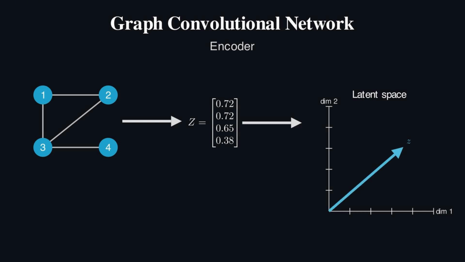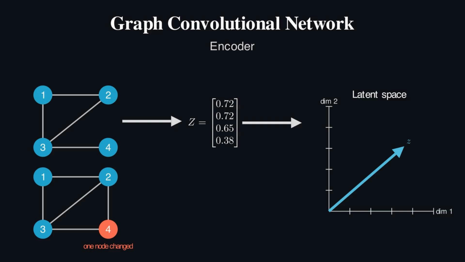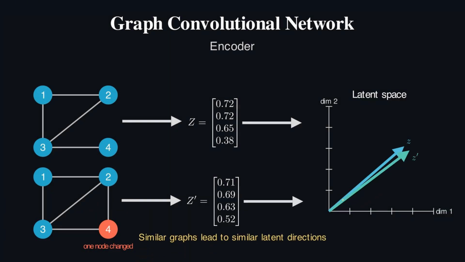This is a simplification that allows us to illustrate the structure of the latent space. Now let's consider a second graph that is very similar, except that one node has changed. If we pass this graph through the same encoder, we obtain a second embedding matrix, Z prime. Its latent vector points in a similar direction. And that is exactly what we want.